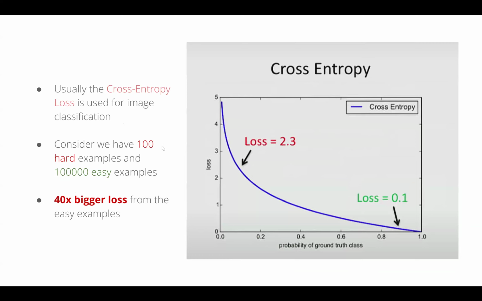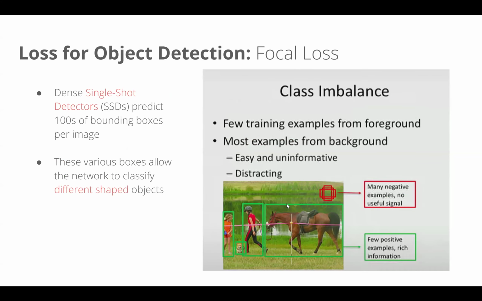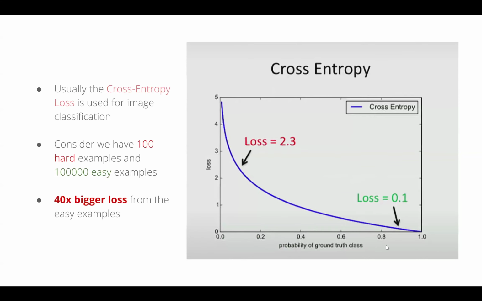Consider the case where we have 100 hard examples and 100,000 easy examples. An example of a hard example would be predicting a horse, and an easy example is predicting the background. Take a look at how the cross entropy loss varies for the probability of the ground truth class. If the ground truth class is highly likely, the loss is very low, versus if the ground truth class is highly unlikely, the loss is much higher.